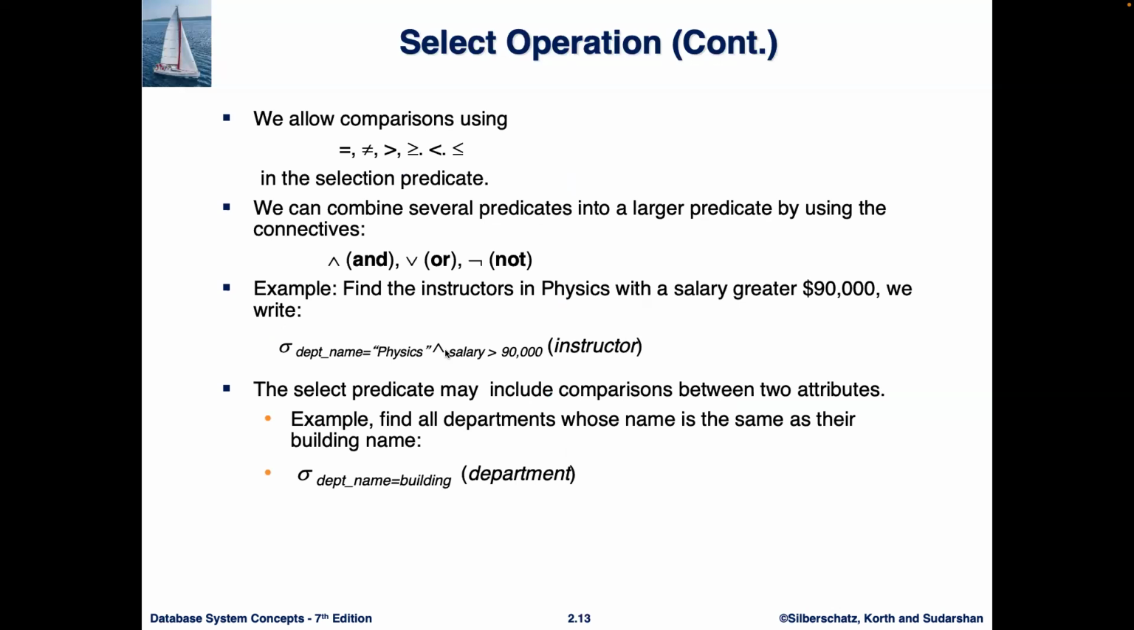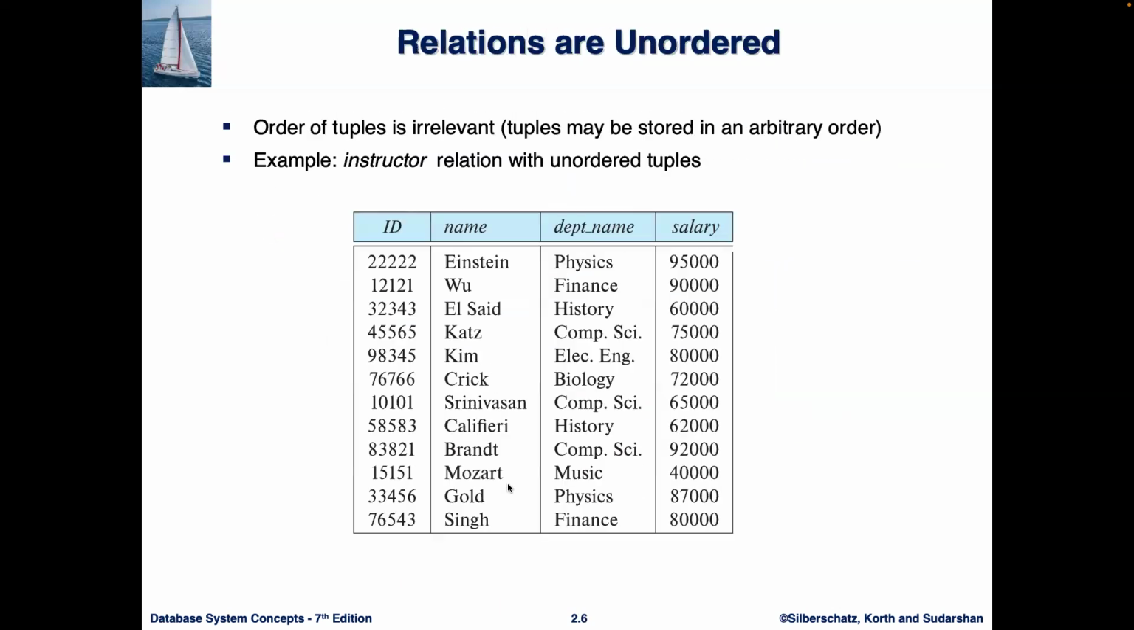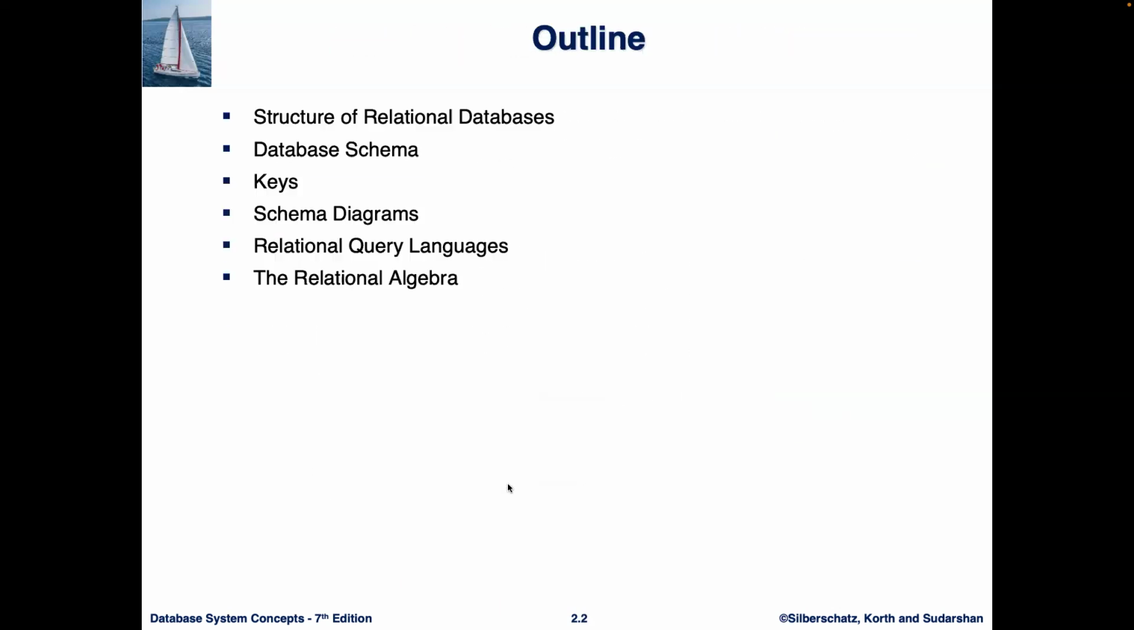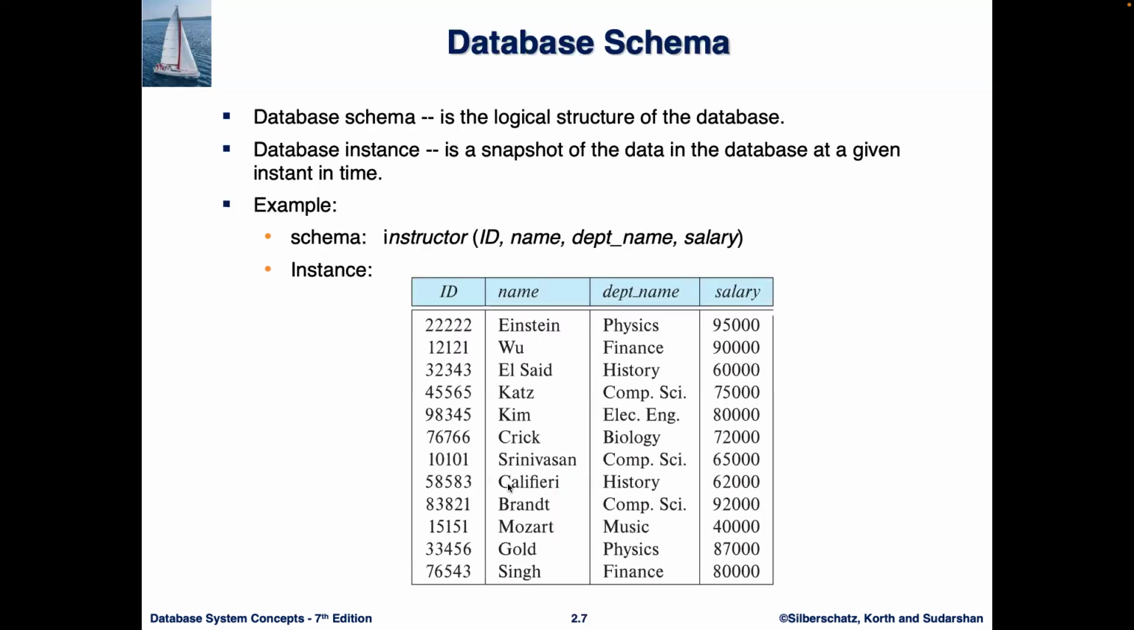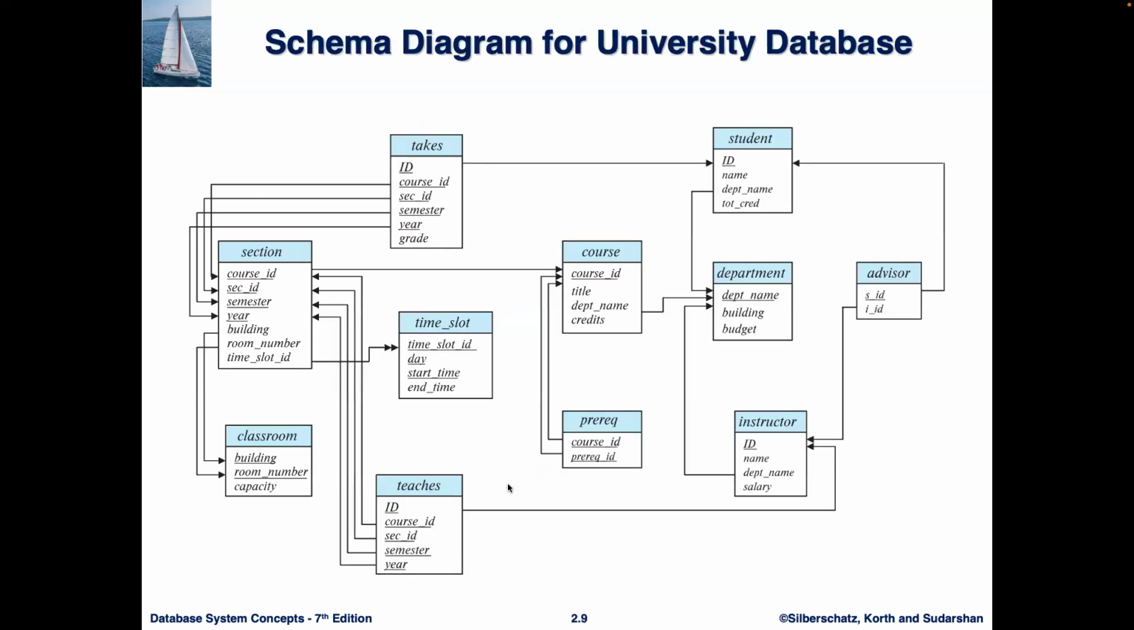The select predicate may include comparisons between 2 attributes. Example, find all departments whose name is the same as their building name. So what we can do is, from the department table, let's say, now we are not selecting from the instructor table, we're selecting from the department table. Let's look at the department table, how it was. Do we have a department table? No, we don't, but we have an example over here in the department table.